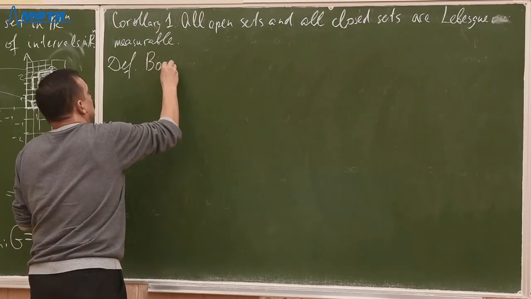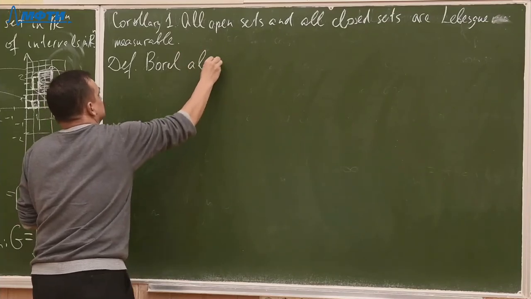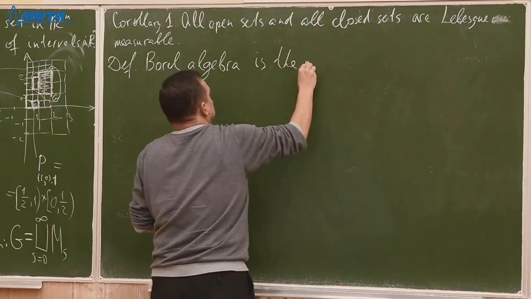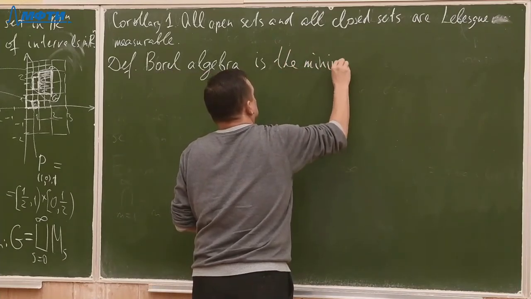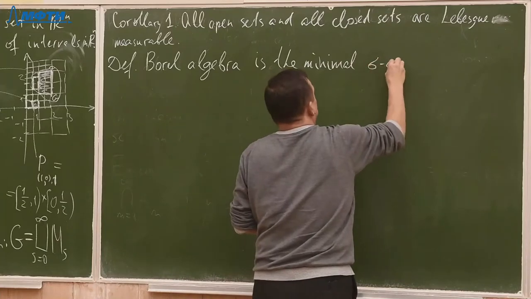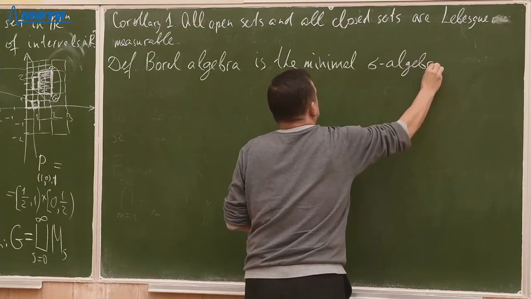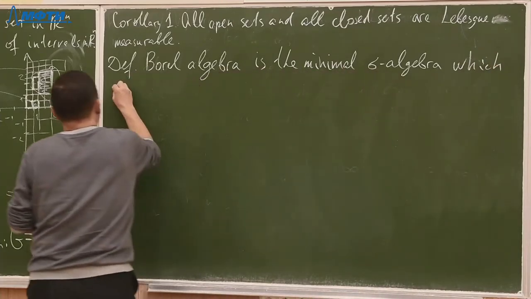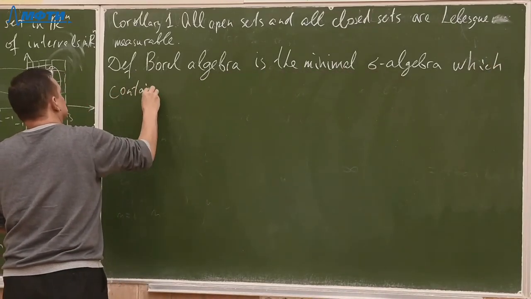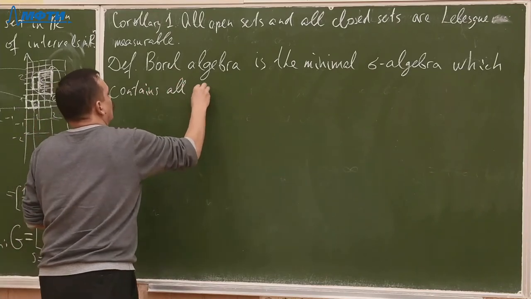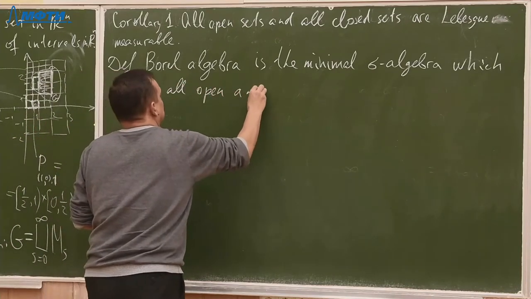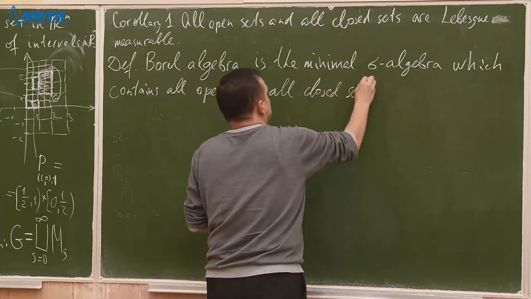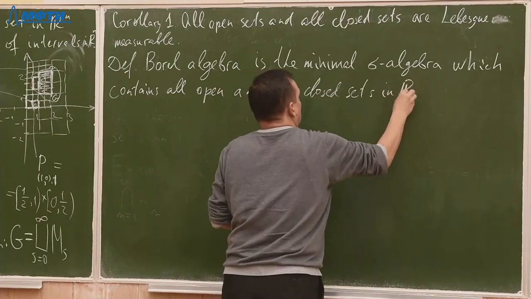Borel algebra is the minimal sigma algebra which contains all open and all closed sets in Rn.